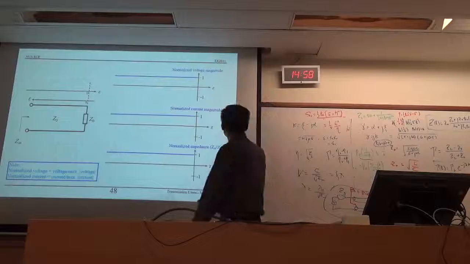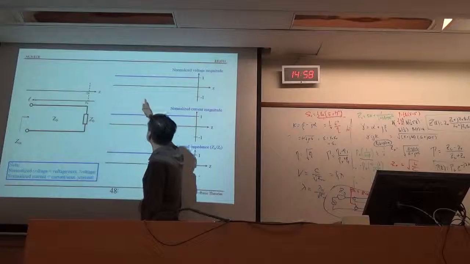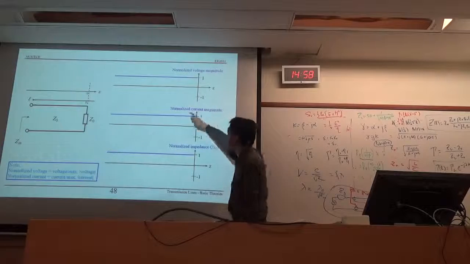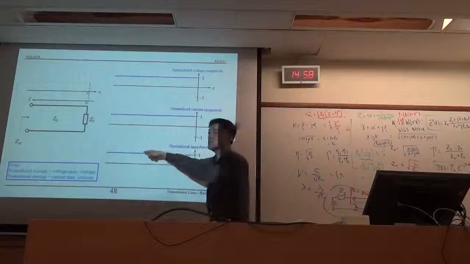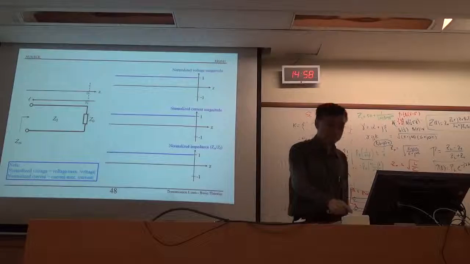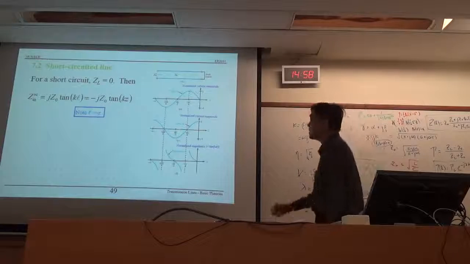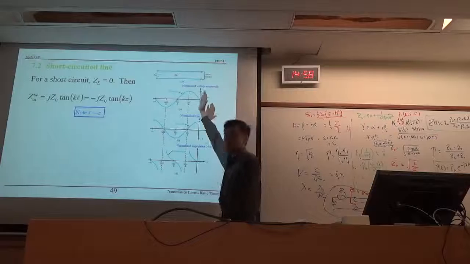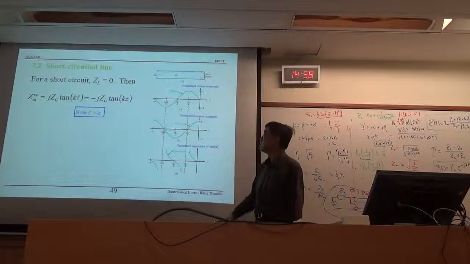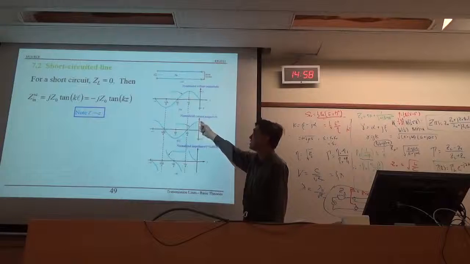So when ZL equals Z naught, the voltage goes in, the current goes in, and the impedance is the same, Z naught everywhere. Now when it is shorted, when you have a short circuit, ZL equals 0. Now look at this standing wave. Look at this standing wave here.